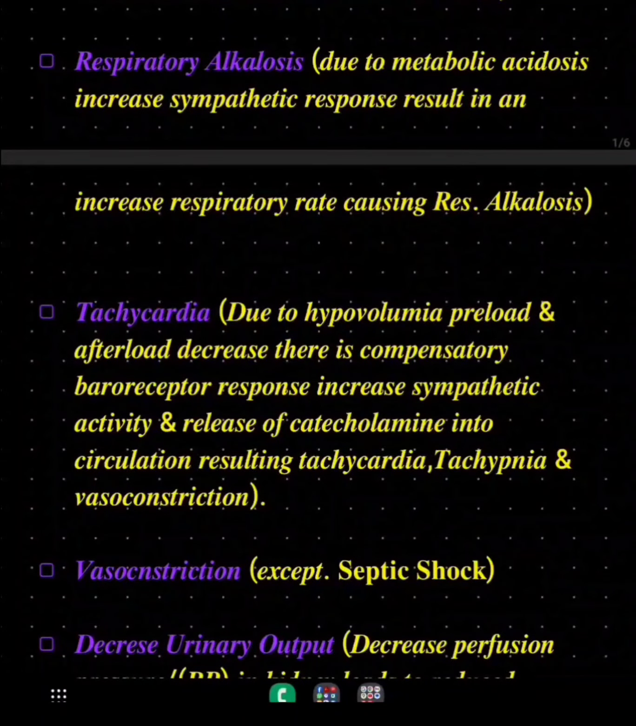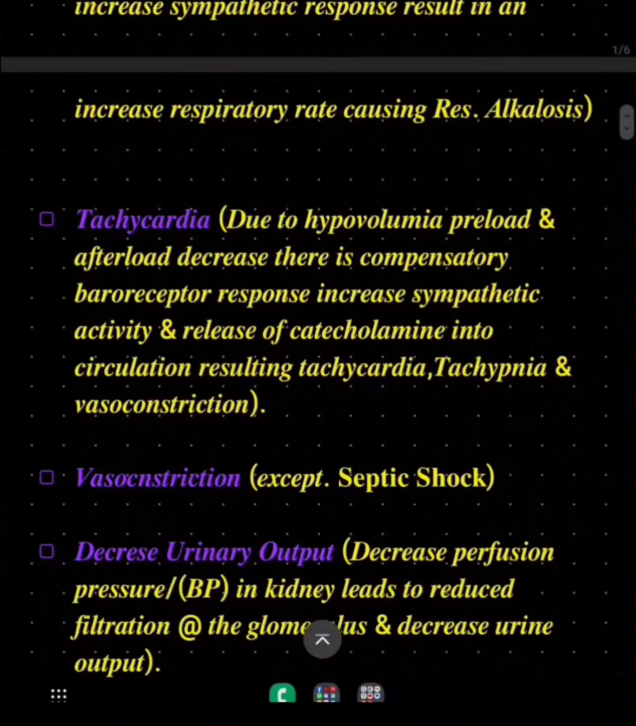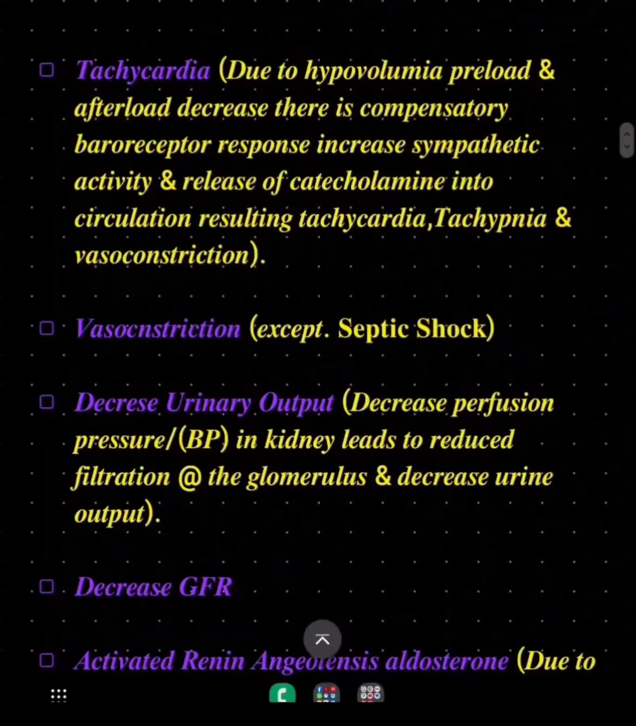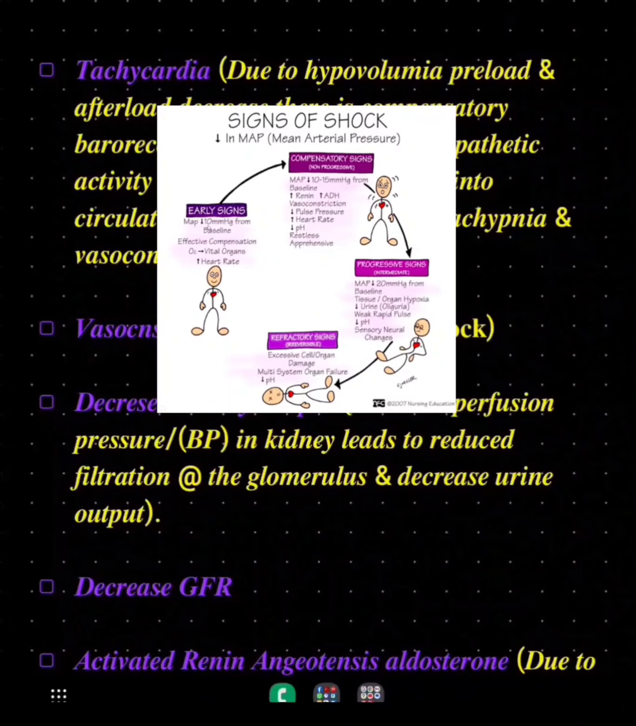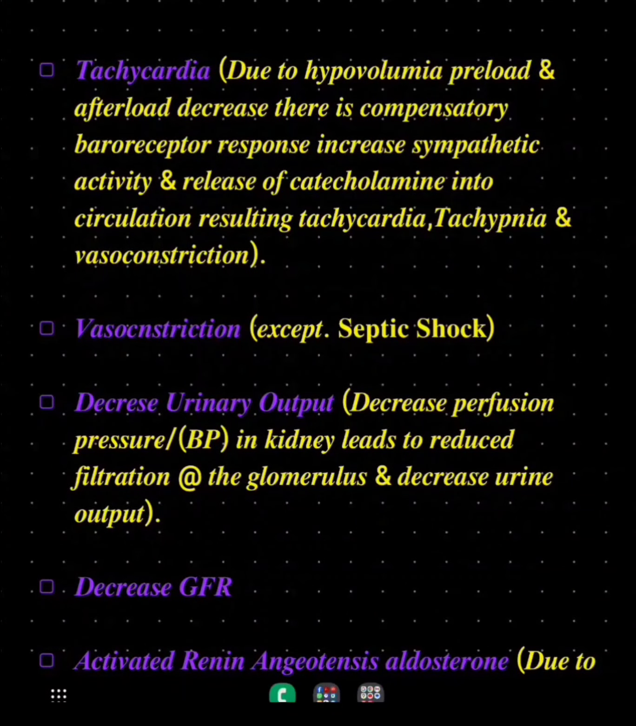Then respiratory alkalosis. Due to metabolic acidosis, increased sympathetic response results in an increased respiratory rate, causing respiratory alkalosis. The most important feature is tachycardia. Due to hypovolemia, preload and afterload decrease, there is a compensatory baroreceptor response, increased sympathetic activity and release of catecholamines into circulation, resulting in tachycardia, tachypnea, and vasoconstriction.